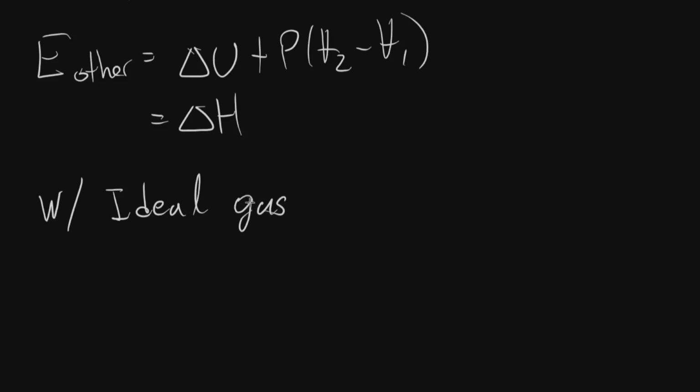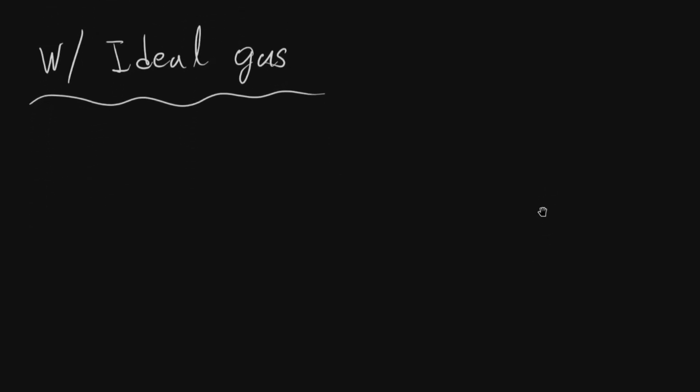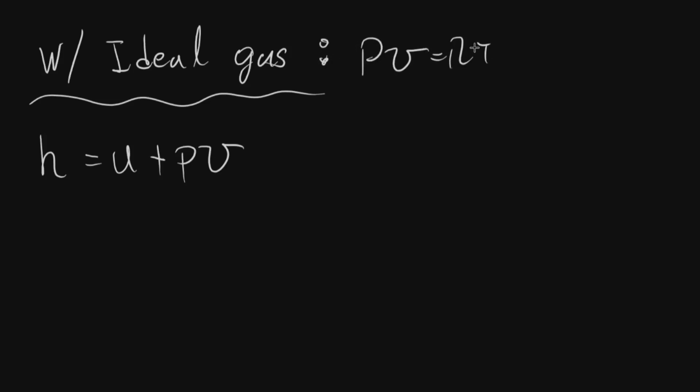So with ideal gas, remember that the definition of enthalpy, if we're looking at specific, is our internal energy plus pressure times, since we're looking at specific, specific volume. But if you remember our ideal gas equation, PV equals RT. So this is the same thing as RT. So this is u plus RT.